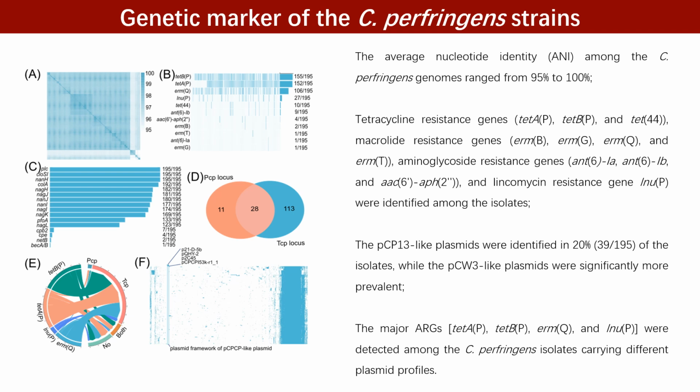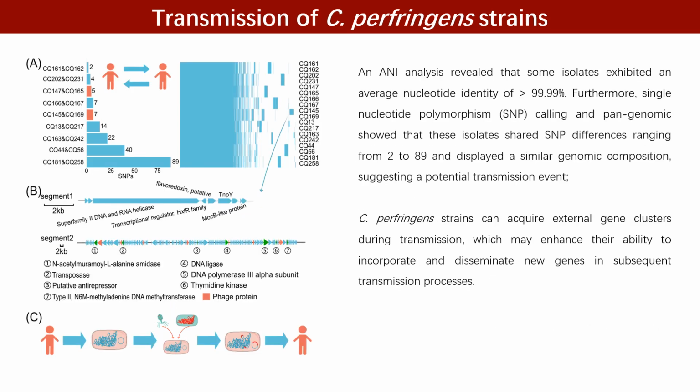Several ARGs were detected among the isolates. The major ARGs, tetA(P), tetB(P), tetQ, and lnu(P), were detected among the C. perfringens isolates carrying different plasmid profiles. An ANI analysis revealed that some isolates exhibited an average nucleotide identity of greater than 99.99%. Pangenomics showed that these isolates displayed a similar genomic composition, suggesting a potential transmission event. C. perfringens strains can acquire external gene clusters during transmission, which may enhance their ability to incorporate and disseminate new genes in subsequent transmission processes.